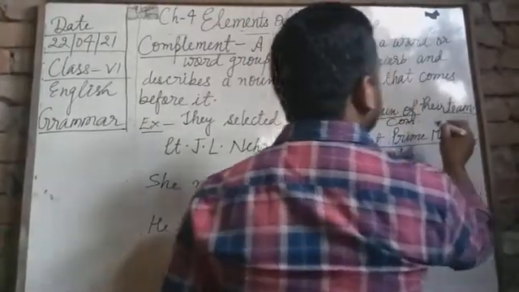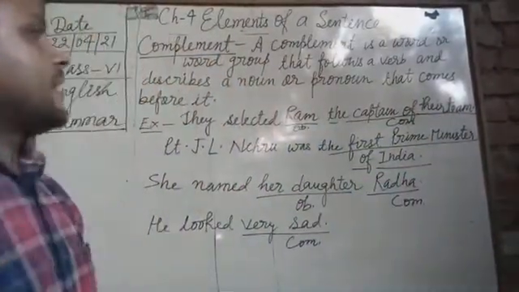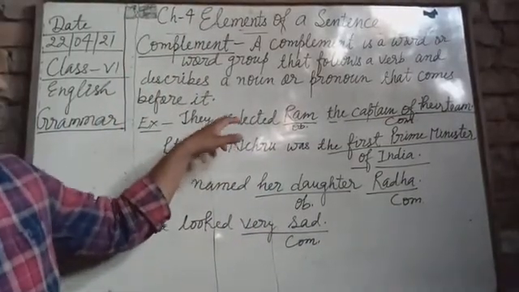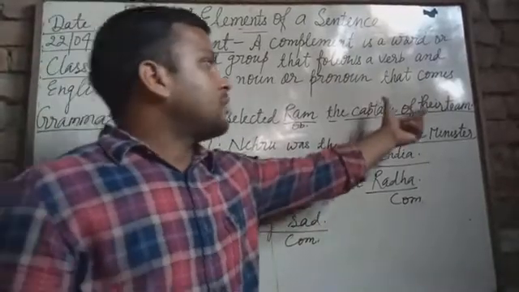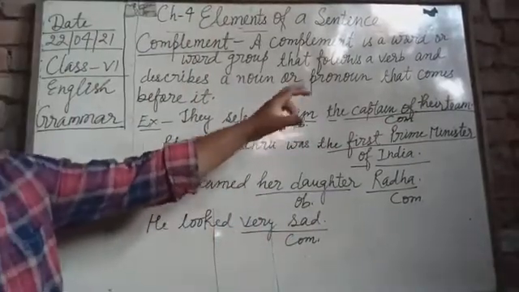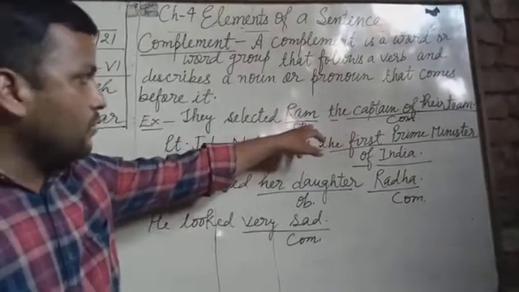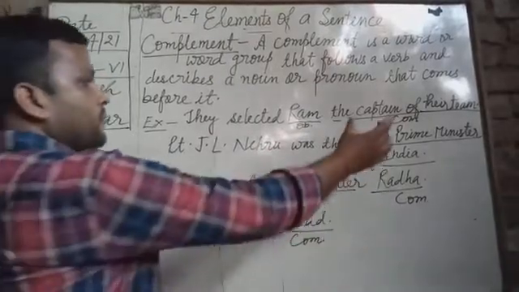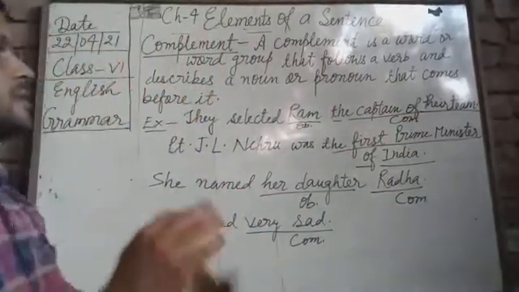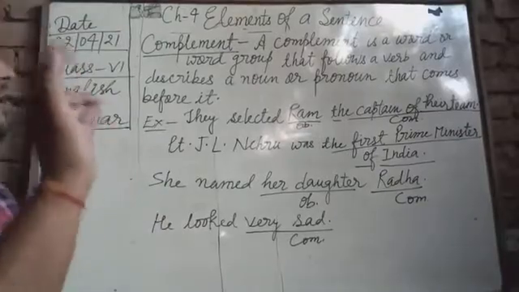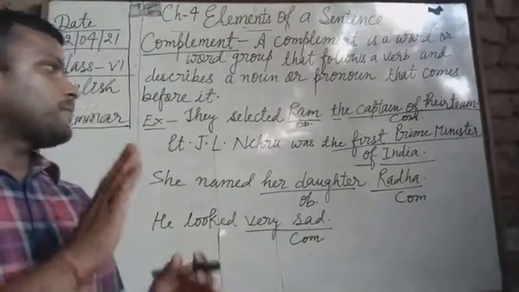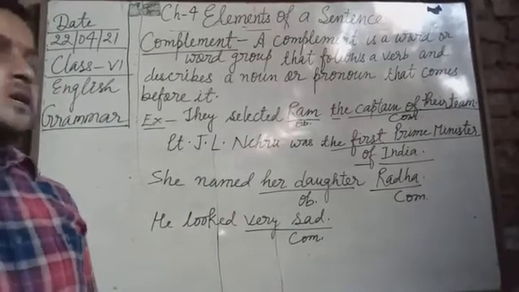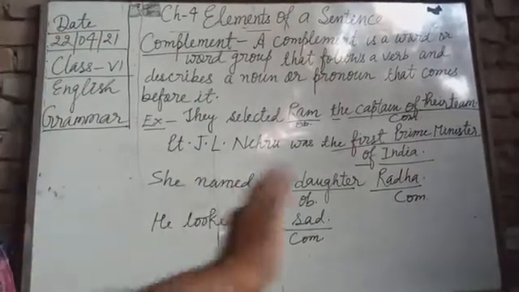They selected Ram, the captain of their team. Students, so Ram is an object, and the captain of their team is a word group describing the noun Ram, and Ram comes just before it. So this one will be a complement. Complement means the portion or the word group that is completing the sense of the sentence.